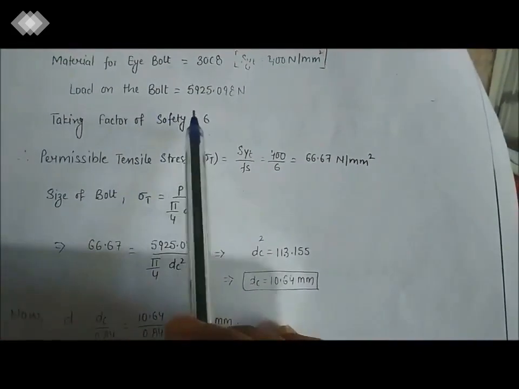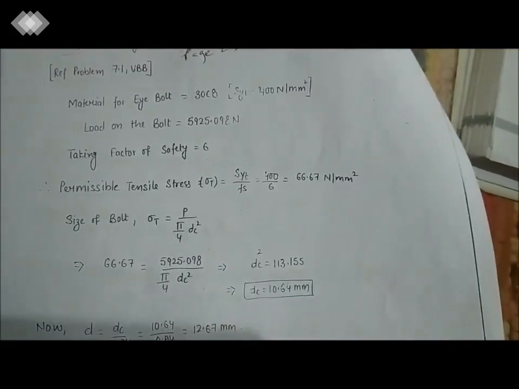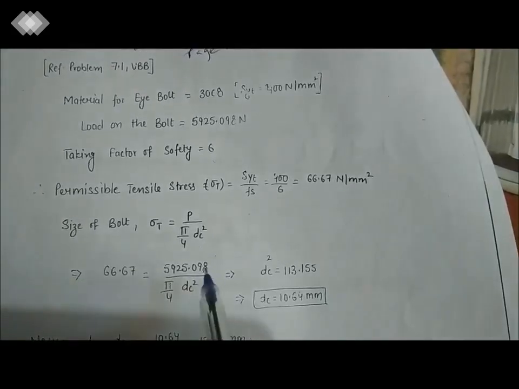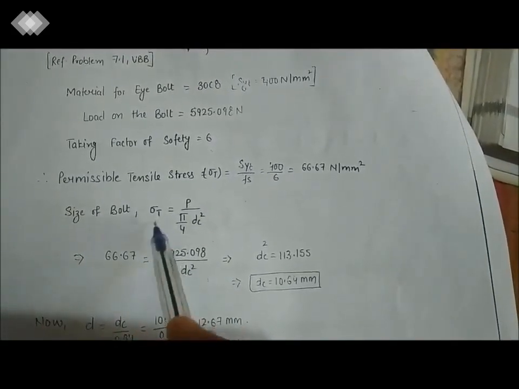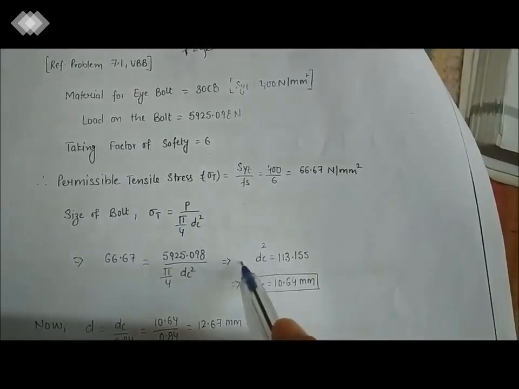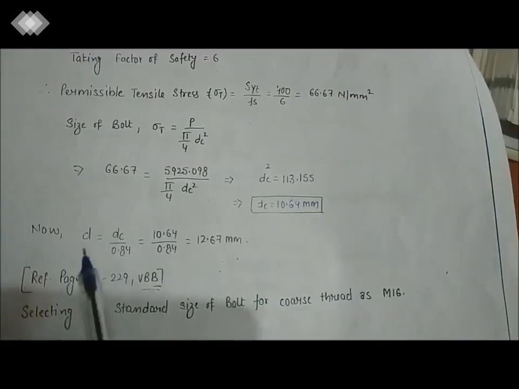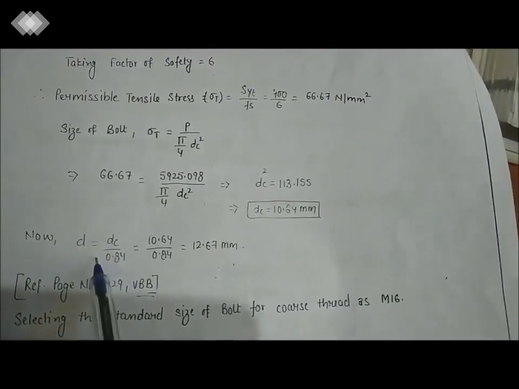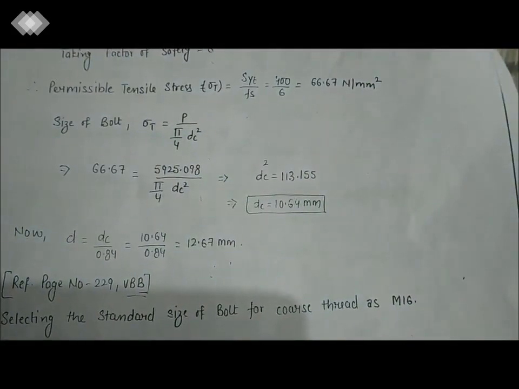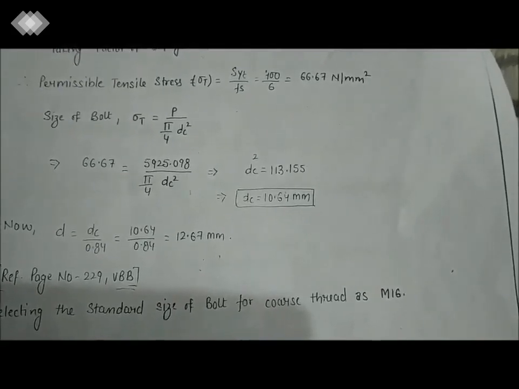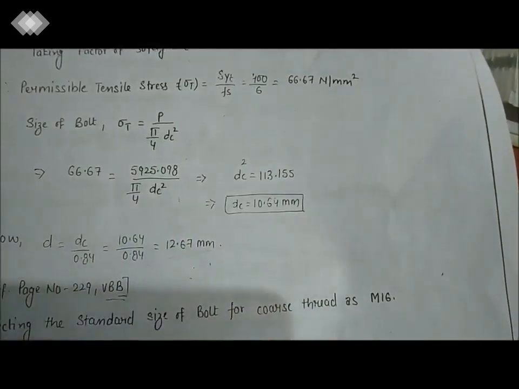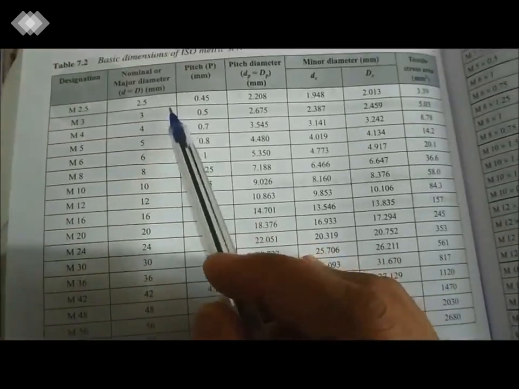Total load of assembly, P, that is 5925.098. Put the value of ST, permissible tensile stress, then we are able to calculate DC. So DC is the minor diameter. So D, that is major diameter or nominal diameter, is equal to DC upon 0.84. We already have that relation between the DC and D, so according to that we will put this value. So we get D is equal to 12.67 mm.